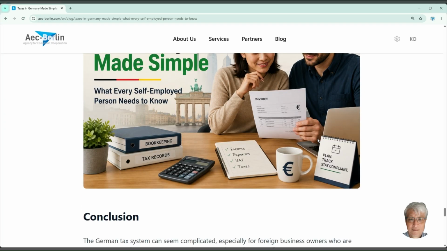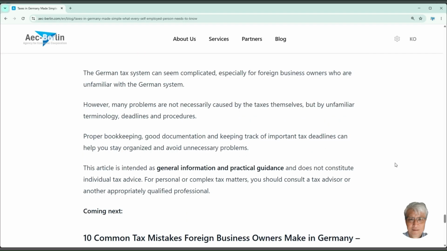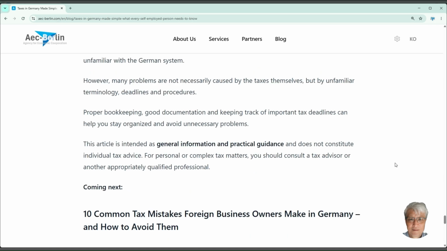Conclusion. The German tax system can seem complicated, especially for foreign business owners who are unfamiliar with the German system. However, many problems are not necessarily caused by the taxes themselves, but by unfamiliar terminology, deadlines, and procedures. Proper bookkeeping, good documentation, and keeping track of important tax deadlines can help you stay organized and avoid unnecessary problems. This article is intended as general information and practical guidance, and does not constitute individual tax advice. For personal or complex tax matters, you should consult a tax advisor or another appropriately qualified professional.